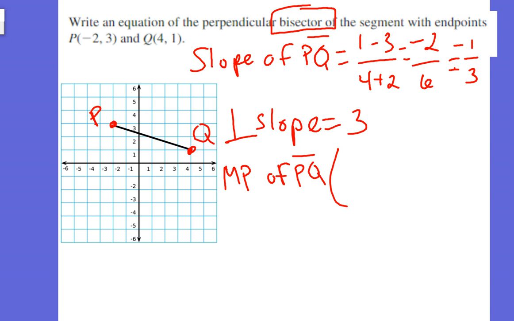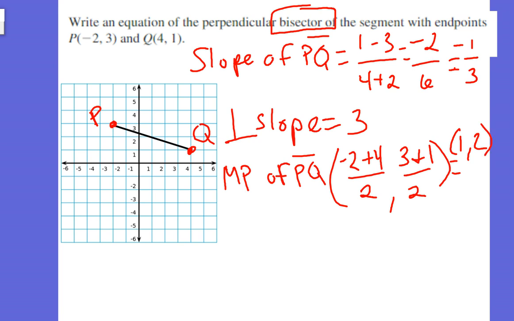So x1 plus x2 is -2 plus 4 over 2. y1 plus y2 is 3 plus 1 over 2. So that means you're going to find a midpoint here: -2 plus 4 is, I'm sorry, +2. 3 plus 1 is 4, and 4 divided by 2 is 2. All right, so we have (1, 2). So right here, (1, 2) is going to be our midpoint.